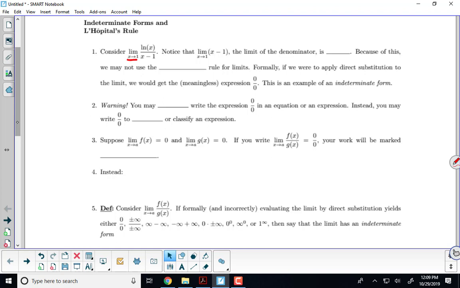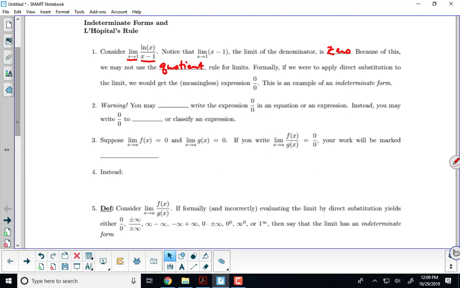The limit as x approaches 1 of the natural log of x divided by x minus 1. What we'll notice is that the limit of the denominator term is 0. And because of this, what can you not use? Limits are actually very easy as long as you're able to use the quotient rule on them, but for most problems that we look at, you're not able to do that. So in this case, you cannot use the quotient rule.